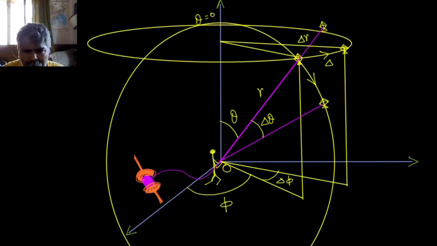See, this is delta phi. Now if you want to get this arc length, you need to know this length. If this is r, this length is r sine theta, right? So this arc length is r sine theta delta phi. Clear?